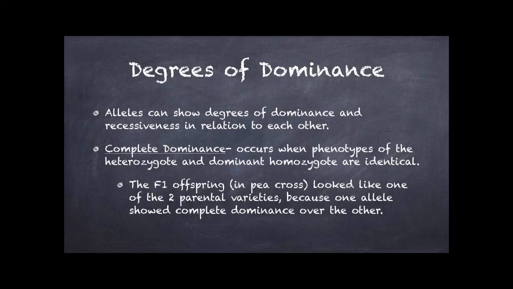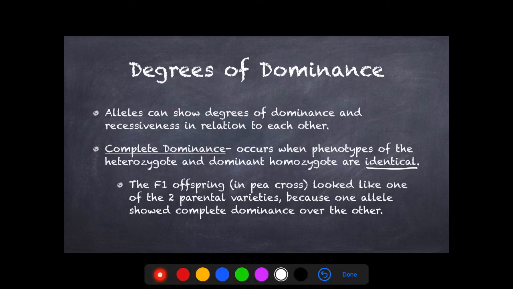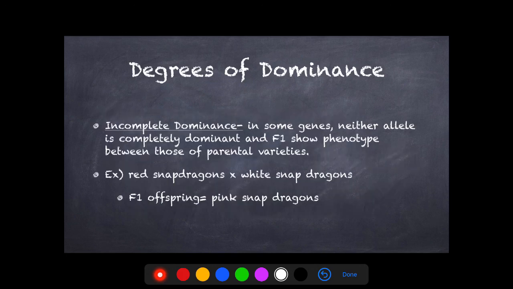When it says heterozygote and dominant homozygote, that means if you have a homozygote with big P, it's going to be purple. Or if you have a heterozygote, big P, little p, it's still going to be purple. So they're both going to have an identical phenotype, especially in the F1 offspring. They're going to look like one of the parents because one of the parents had to be purple.